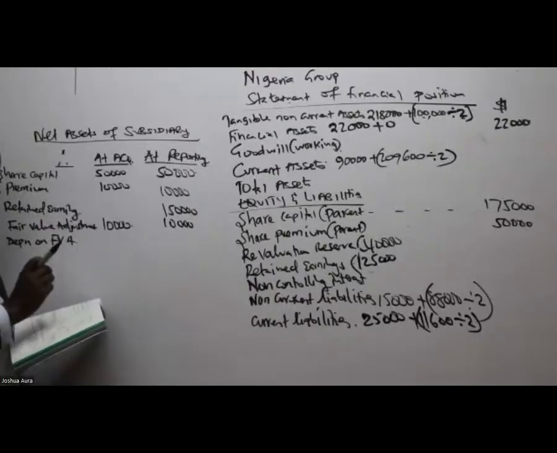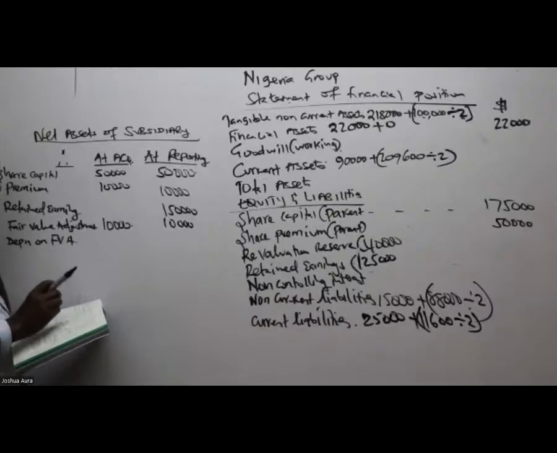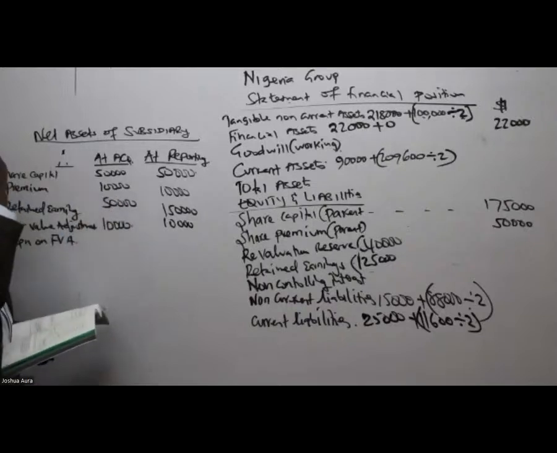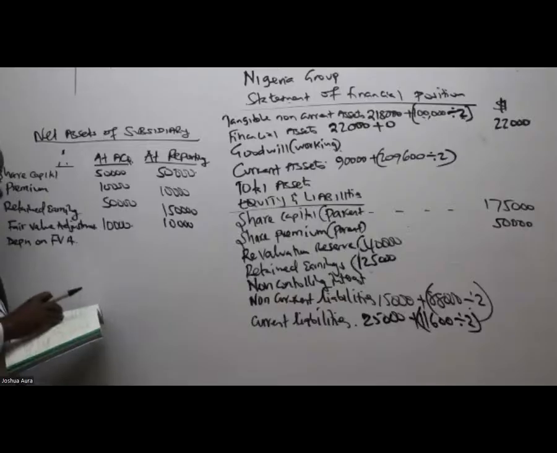If you read note number 1 very well, they told us Nigeria acquired 40,000 shares in Lagos on the first day of the accounting period for DN 400,000, when the retained earnings were DN 50,000. Retained earnings at acquisition were 50,000. I'm reading note 1 again: Nigeria acquired 40,000 shares in Lagos on the first day of the accounting period for DN 400,000, when retained earnings at acquisition were 50,000.